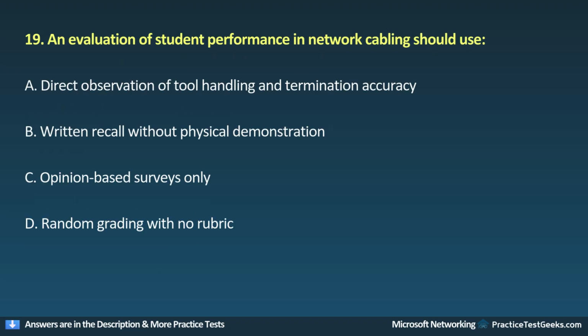19. An evaluation of student performance in network cabling should use A. Direct observation of tool handling and termination accuracy. B. Written recall without physical demonstration. C. Opinion-based surveys only. D. Random grading with no rubric.